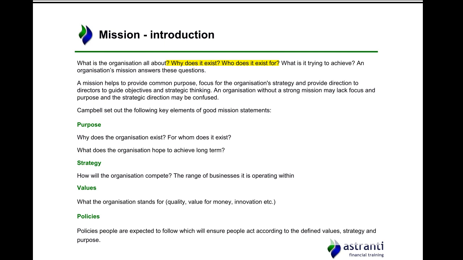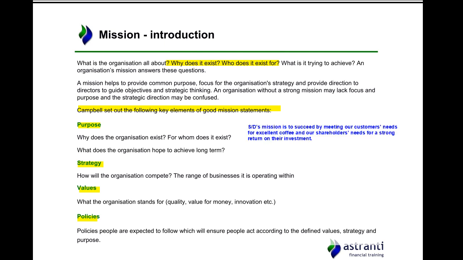One of the best models for understanding the quality of a mission statement, or what a good mission statement should contain, is the Campbell's mission statement. This is split into four key elements: the purpose, the strategy, the values, and the policies within the organization. So let's take a look at Shinepodd's mission statement and see how it compares to these four key elements.